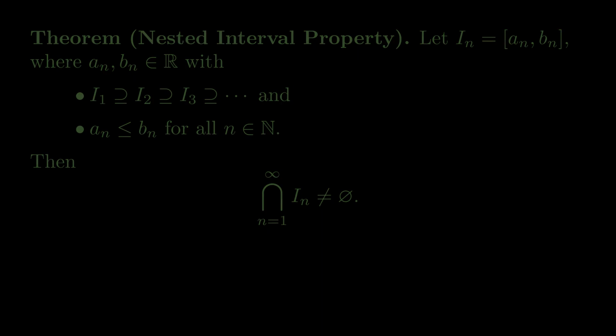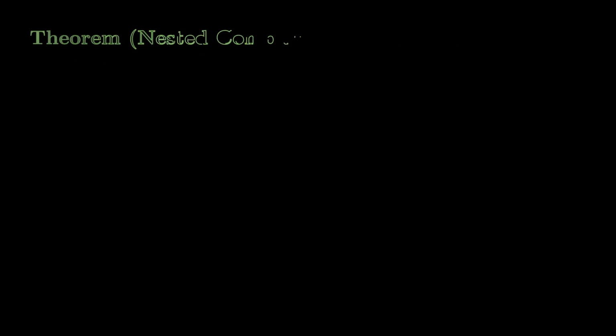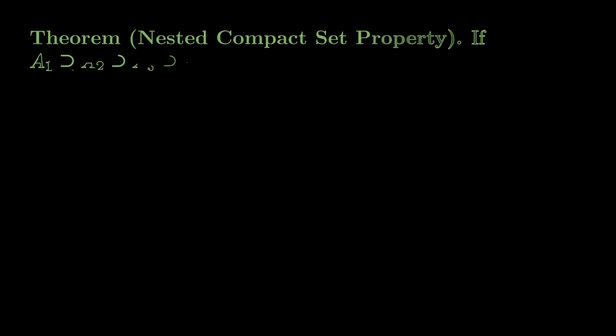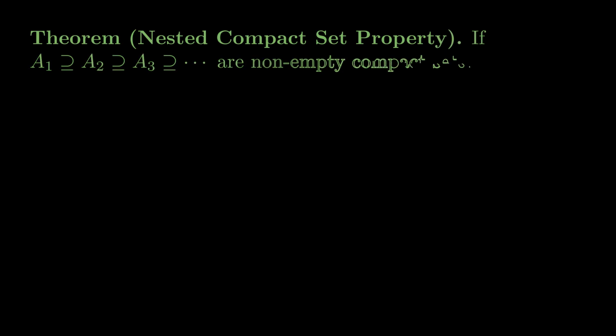So it'll be a stronger result that we'll call the nested compact set property. If we have infinitely many non-empty compact sets, so if A1, A2, A3, and so on are non-empty compact sets such that A sub n contains A sub n plus 1 for each natural number n. In other words, this is a nested sequence: A1 contains A2, which contains A3, etc. Then the infinite intersection n equals 1 to infinity of A n is non-empty.